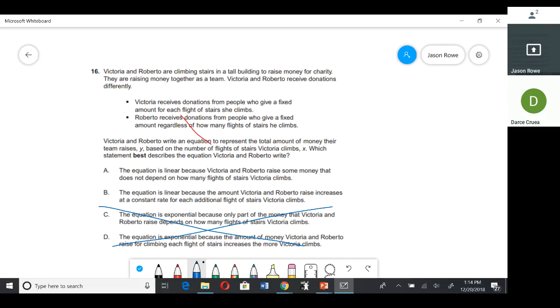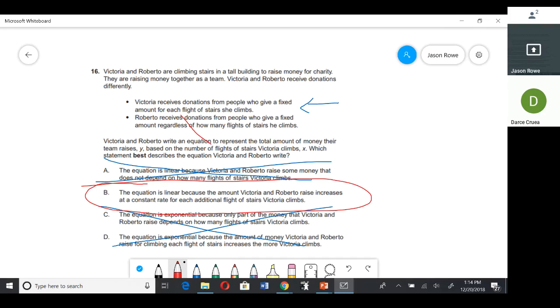If we look at A, it says that the money does not depend on how many flights of stairs Victoria climbs. Well, that completely contradicts what the problem says. She gets a fixed amount for each flight of stairs that she climbs, so it does depend on how many flights. Roberto is the one for whom it doesn't matter how many he climbs. So B is the answer. There you go. Process of elimination.